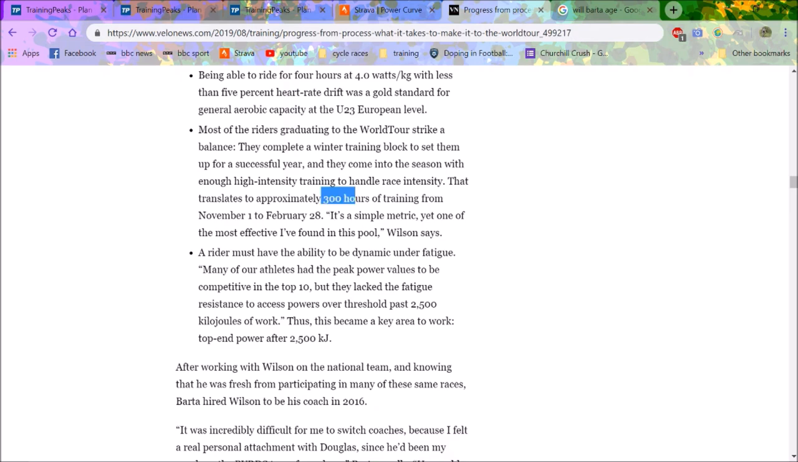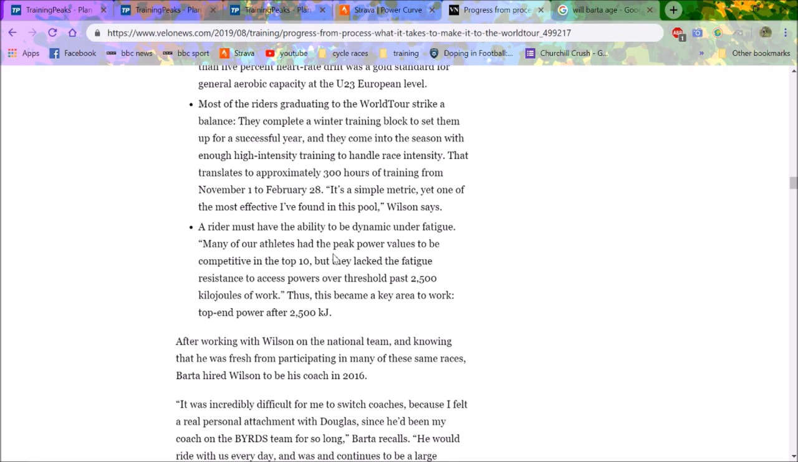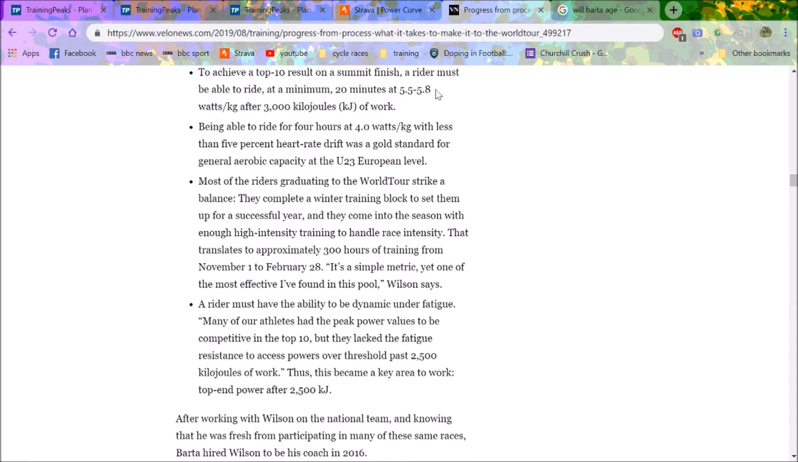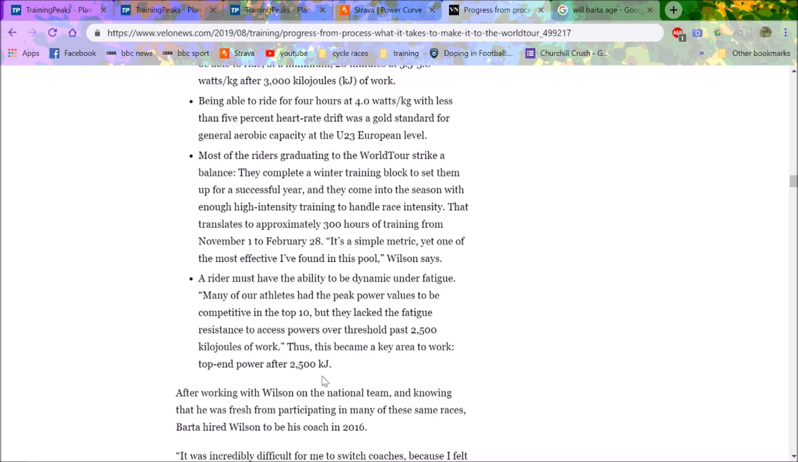It's trying to say you need to do 300 hours here, which is pretty simple. And then they must just be able to do the peak power values over 2,500 kilojoules. So again, that's pretty tough. So you can see here there's slightly different things, but it's basically saying that you need to be able to do this power after 3,000 kilojoules, but you need to be able to do almost your threshold. Obviously, 5.8 watts per kilo to 5.5 is not their threshold. Their threshold is 6 plus. So that's what it's trying to say.